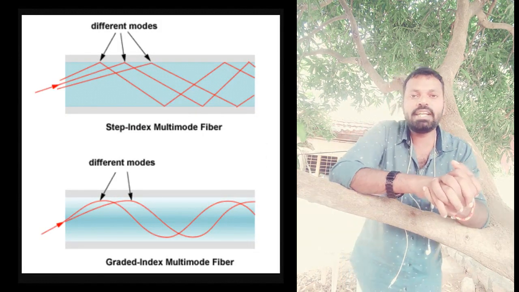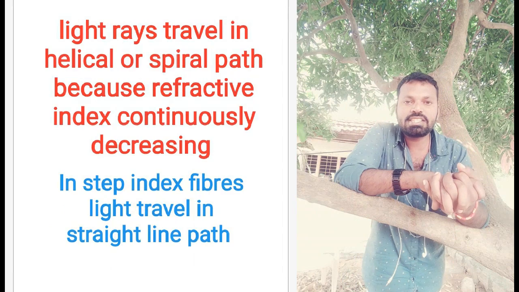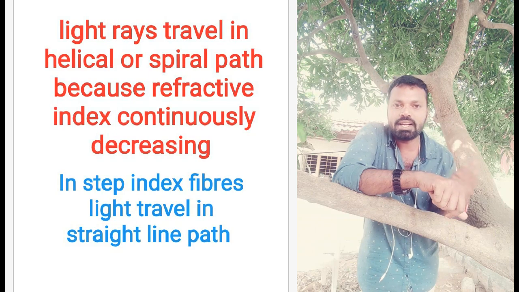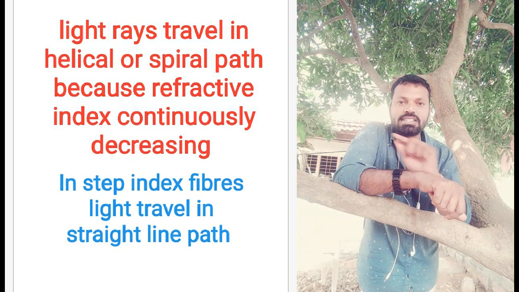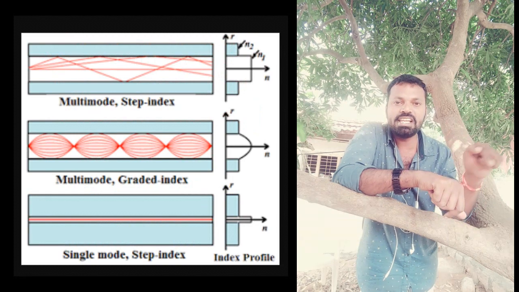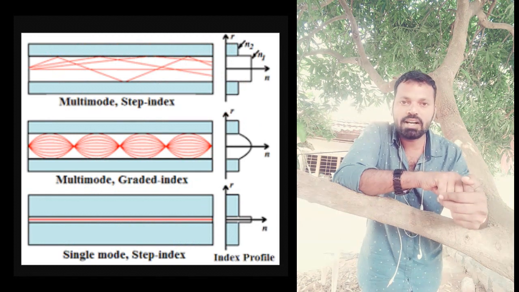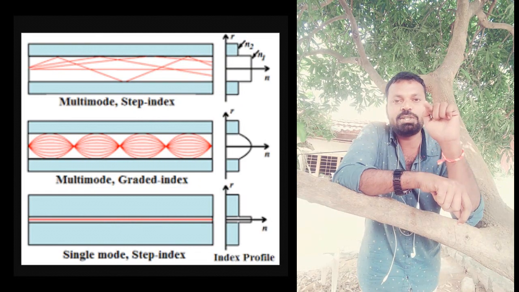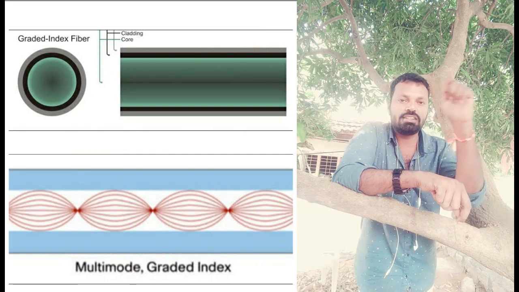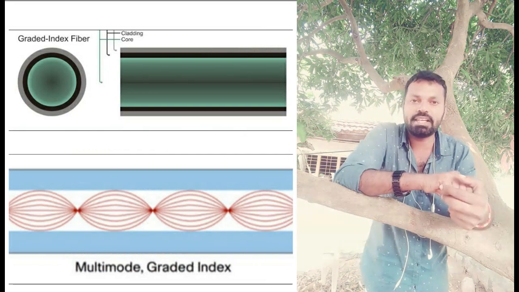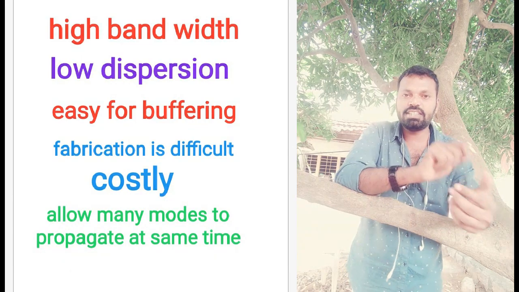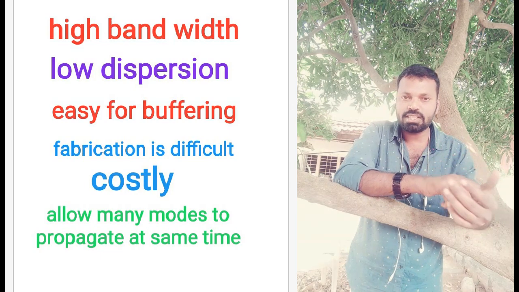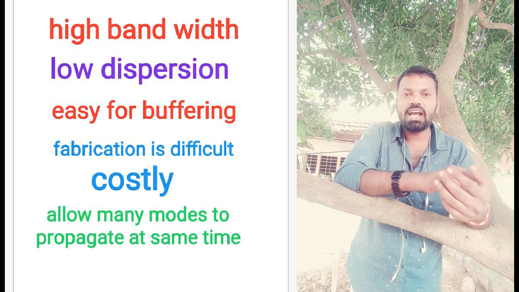In step index optical fibers, optical signal travels like straight lines because refractive index is constant, but in graded index optical fibers, optical signal travels in helical or spiral shapes because refractive index is continuously changing. So, light ray continuously bends and it takes the shape of a helical or spiral. Advantages of this type of optical fibers: they allow many modes to propagate through the channel, and they have high bandwidth and very low dispersion.